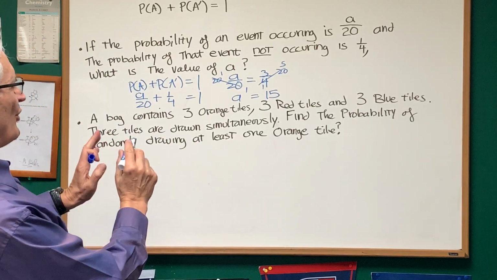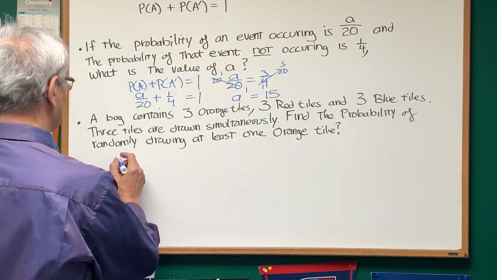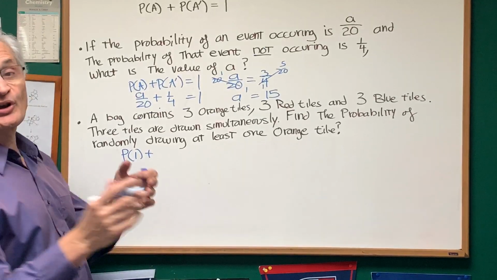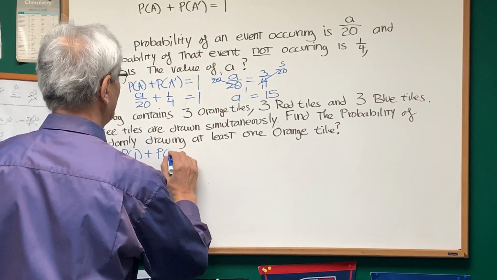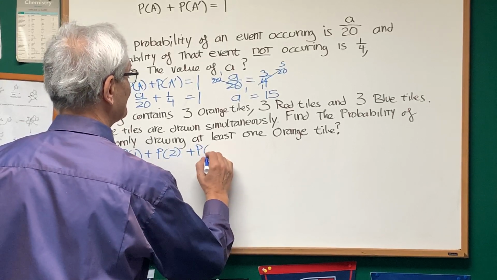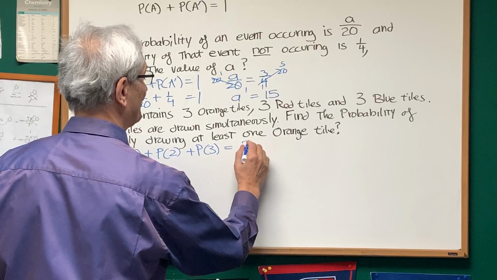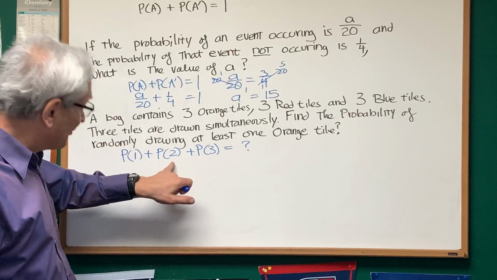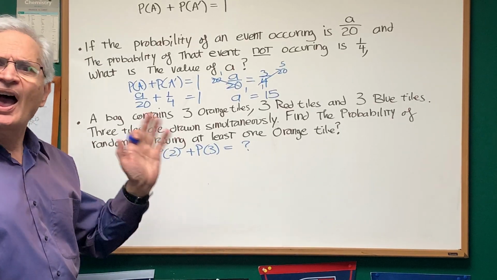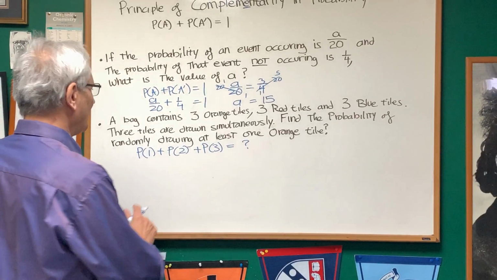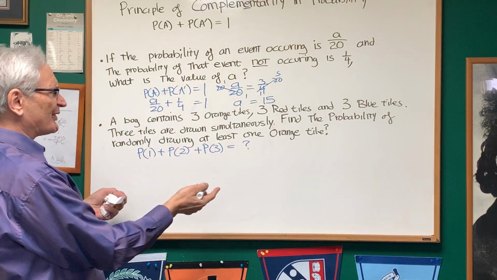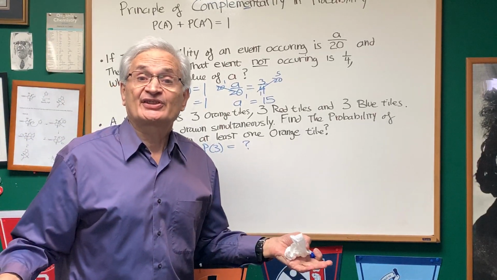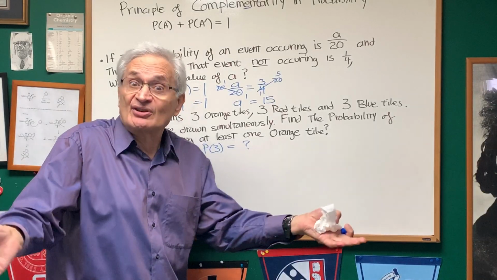All right, the probability of randomly drawing at least 1 orange tile. That means we need the probability of drawing 1 orange tile, plus the probability of drawing 2 orange tiles, plus the probability of drawing 3 orange tiles. That's what we're looking for. Without the principle of complementarity, we would have these 3 computations to evaluate. However, what's the only outcome that's missing from this? 1 orange tile, 2 orange tiles, 3 orange tiles. The only possibility that's missing out of those 3 chosen tiles is 0 orange tiles.